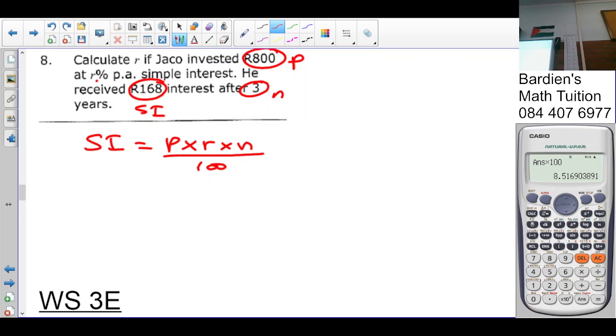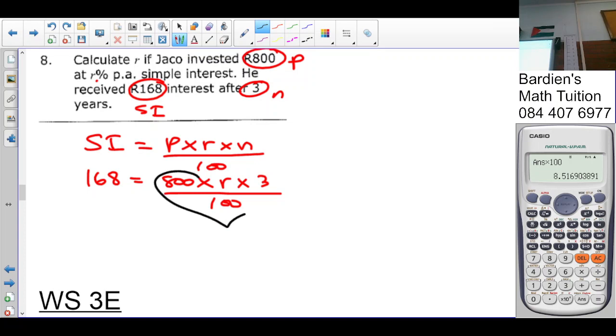So what's your SI? 168 Rand equals P, it's 800, times r, so what we're calculating, not so? Times n, 3 years, over 100. You see, together this makes your i value. r over 100, your interest, your i value. Not so. So what do we do first? We can work this out.